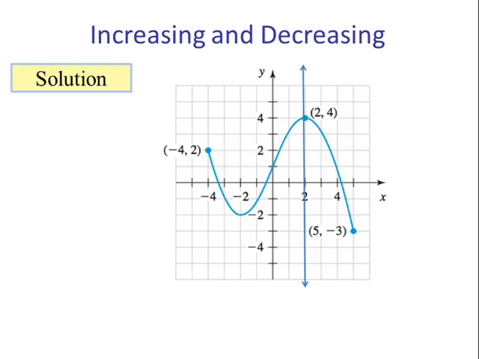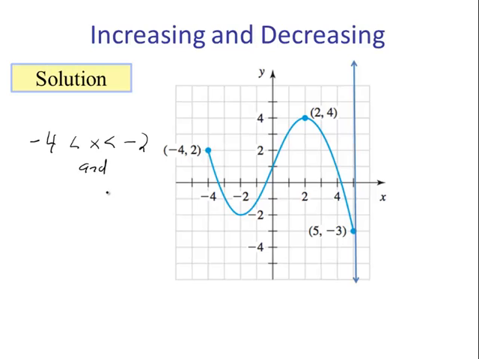We also have this section over here, and this is going from when x is 2 to x is 5. So decreasing, to write these two, would be -4 to -2, and from +2 to +5. That's decreasing. Interval notation, -4 to -2, and from +2, +5.